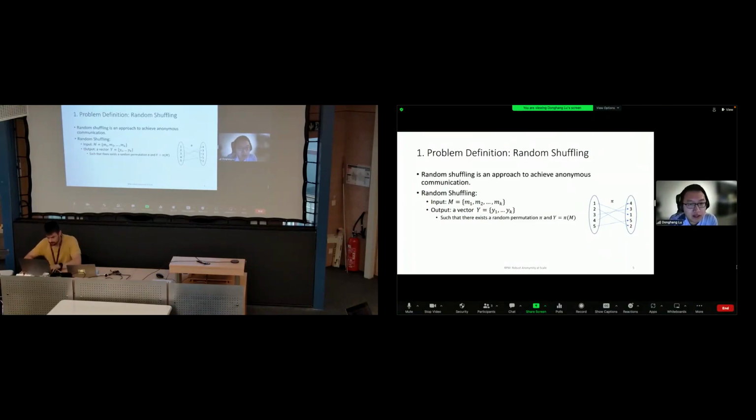Random shuffling is one approach to achieve anonymous communication. For random shuffling, the input is a vector m, and we want the output to be a vector y such that there exists a random permutation pi and y equals pi of m.